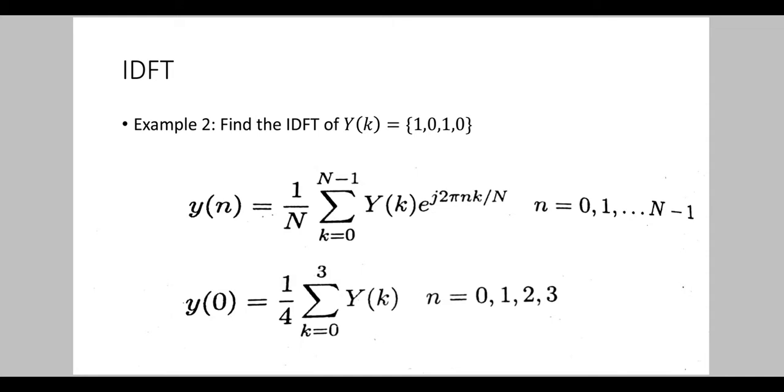Hi everyone. In the last class we have seen what is the zero padding and an example to find the discrete Fourier transform. Now let us continue with some more examples. Find the inverse discrete Fourier transform of y of k is equal to 1 0 1 0.